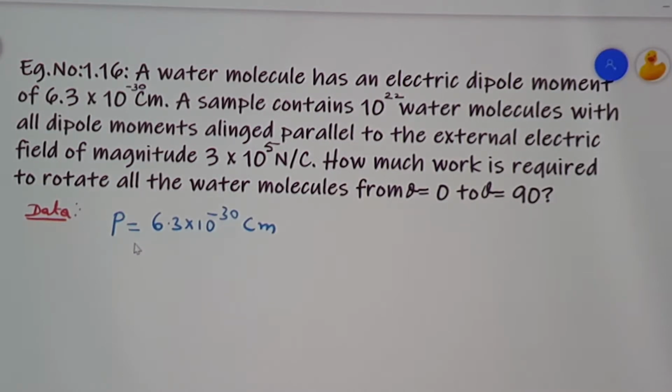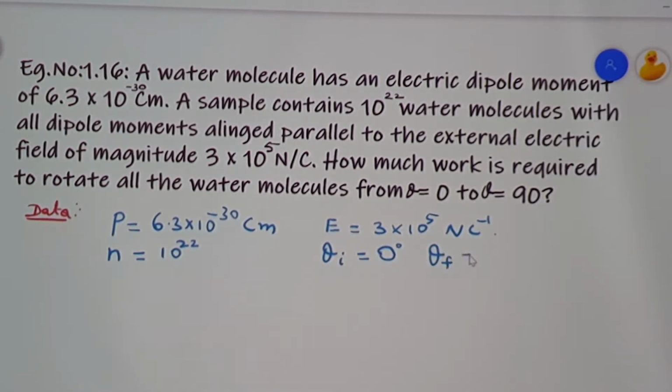A sample contains 10 to the power of 22 water molecules. So the N, let us consider the number of water molecules as 10 power 22. Then all the dipole moments are aligned parallel to the external electrical field. So the external electrical field E equal to 3 into 10 to the power of 5 Newton per coulomb. Let us consider the initial position theta I as 0 degree and the final position theta F taken to be 90 degree.